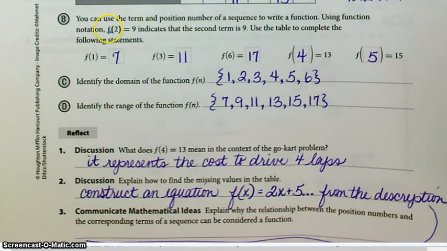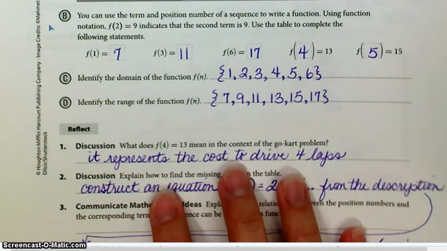So notice up here that they haven't yet given you an equation relating x and y. They've just given you position and terms. Position, term, position, term, position number, term number, etc. Okay? So what does f of 4 equals 13 mean in the context of this problem? It means it's the cost that you would pay to drive 4 laps. Okay? Explain how to find the missing values.